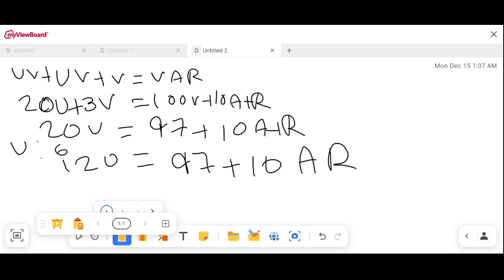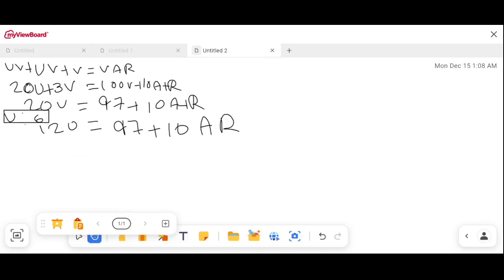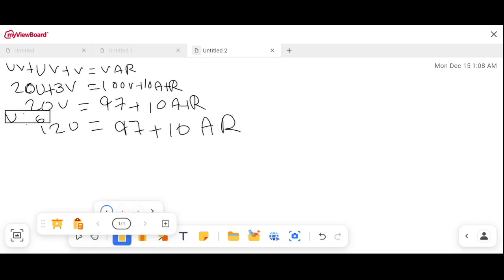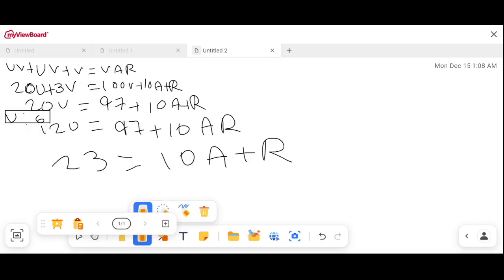And if you're thinking how were you able to get U equal to 6 so quickly, this is what it needs to be for everything to be stable. And if you think how I'm doing this so fast, that's because I spent a lot of time on this problem today. And now it will become 23 equals 10A plus R. And again I made a mistake back there if you noticed it. It's plus R to be here.